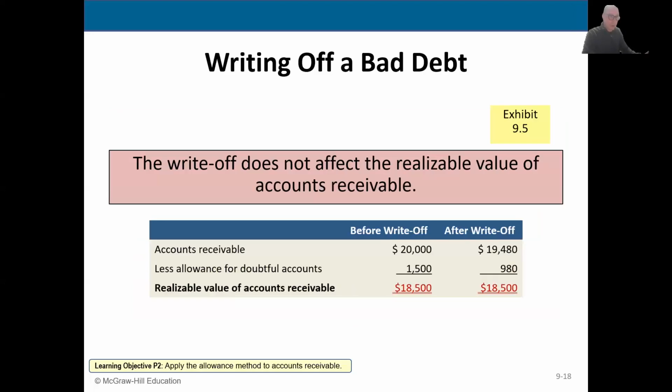Okay, this is what it looks like before the write-off and after the write-off. Before the write-off, my net realizable accounts receivable was 18,500. You see I had the accounts receivable was 20,000 and my allowance is 1,500. After the write-off, the net realizable value is the same. Why? Because I reduced my accounts receivable when I wrote off that customer's account, and I also reduced the allowance for doubtful accounts by that same amount because I'm writing it off. Yeah, customer not paying us. That's what it means.